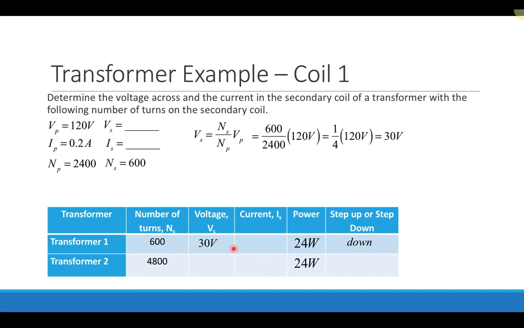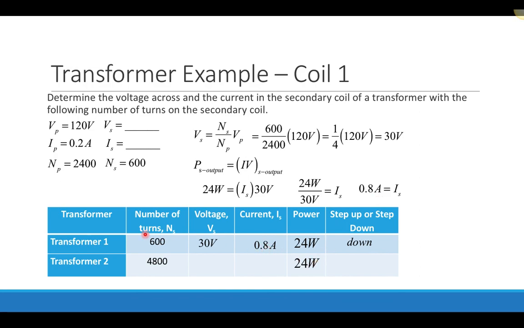We also want to know what the current is. And so we know that the power in the secondary is 24 watts. And power in the secondary is the current times the voltage. So we know that that power is 24, and that has to equal the current times the voltage, where my voltage in my secondary is 30 volts. So if I want to solve for the current in the secondary, I would divide both sides by 30, and I get 0.8 amps. So the current has actually gone up.